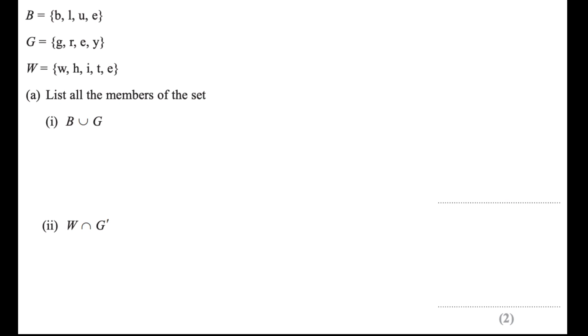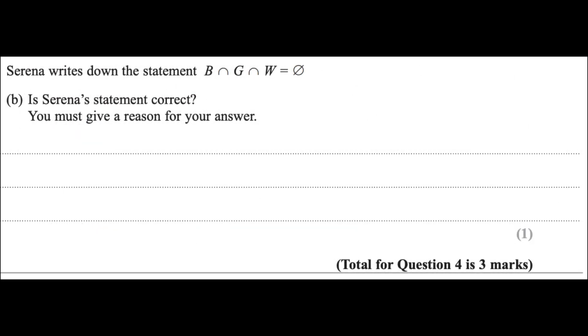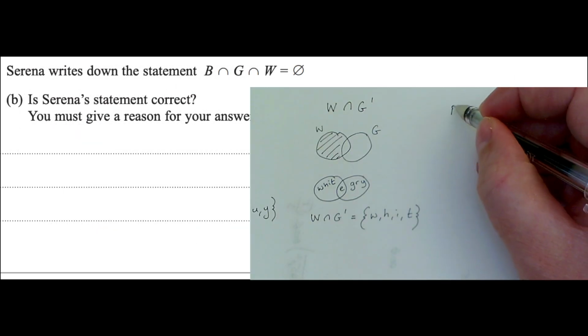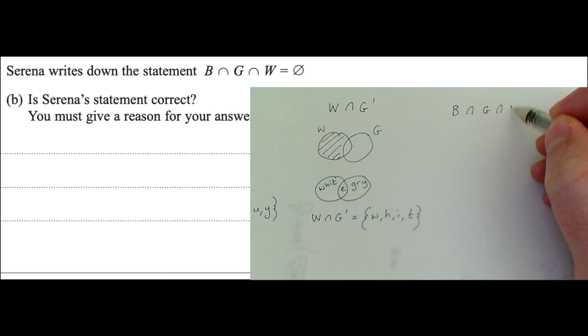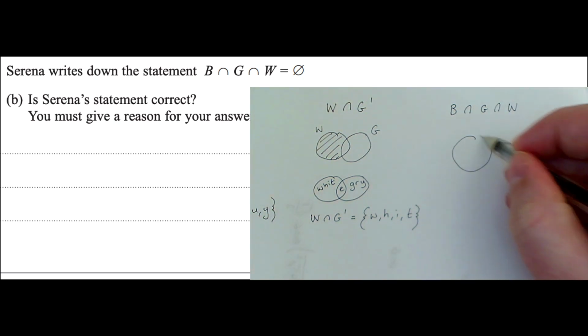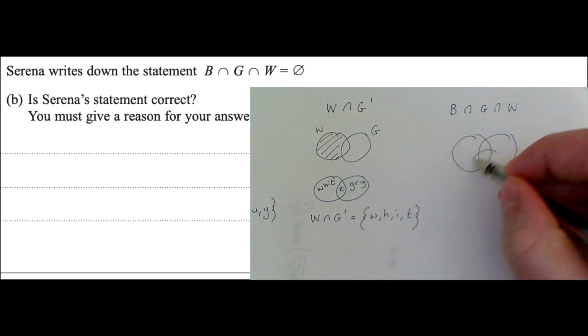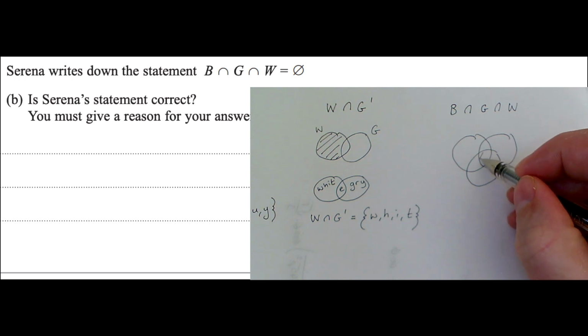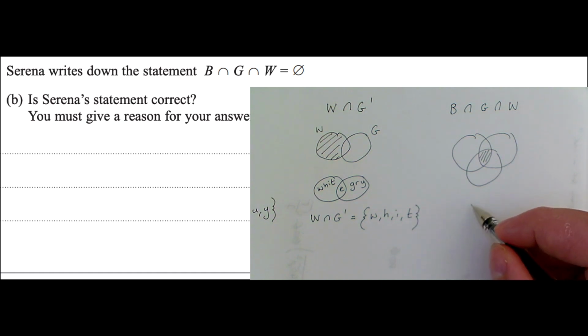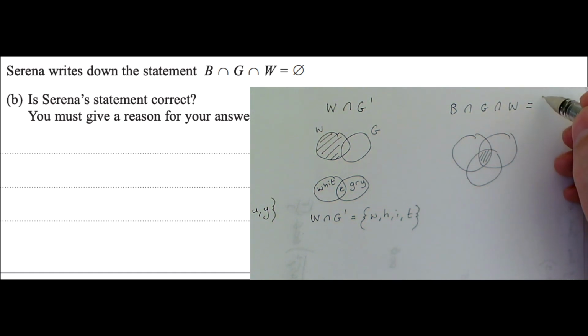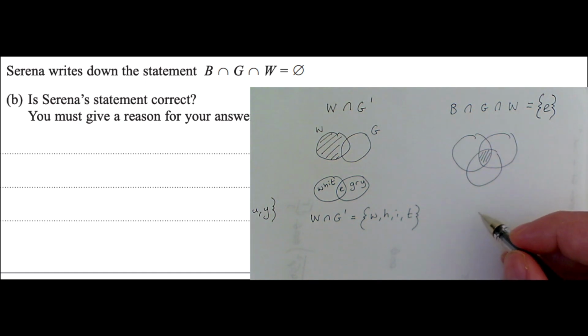Then we've got a very interesting third part to this question where it says, Serena writes down that B and G and W is an empty or null set. Okay, so what does that look like, that zone? Where is there any way you can be in B and G and W at the same time? You can see that in that middle intersection. Now, is there any letter that is in blue, grey and white? And the answer is yes. There's one letter that can go into all three, letter E.